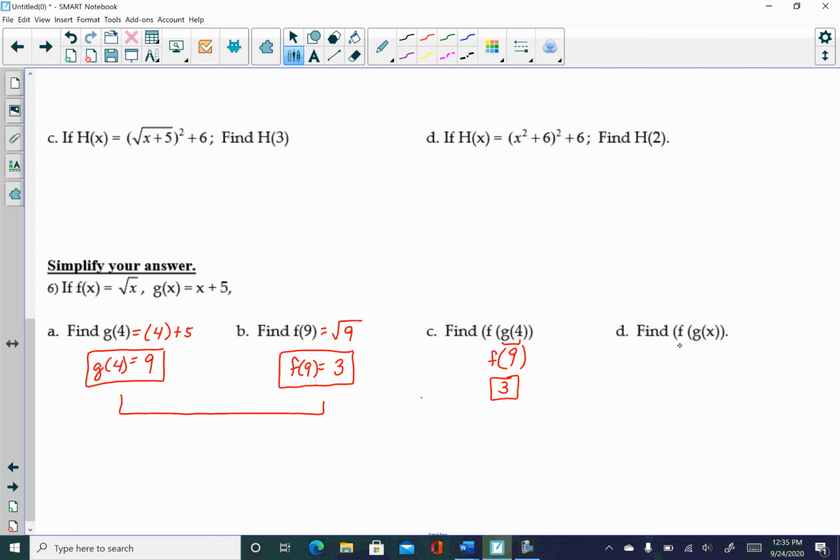In letter D here, find your f of g of x, so work from the inside out. G of x is x plus 5. Now go to your f function. Everywhere you see an x, you're going to plug in x plus 5. So your f function is the square root, and x will be x plus 5. And that would be your final answer, that f of g of x would be the function, the square root of x plus 5. Key for working with these composition of functions will be that you work from the inside out. And in the 171 class, we'll add one more piece to that, which will be the domain. As I told you, domain does not go away.